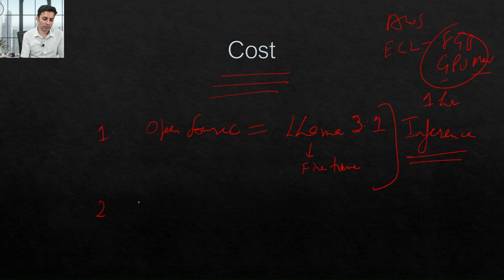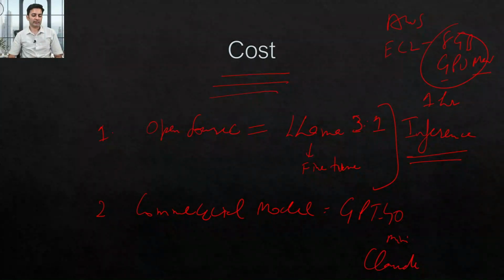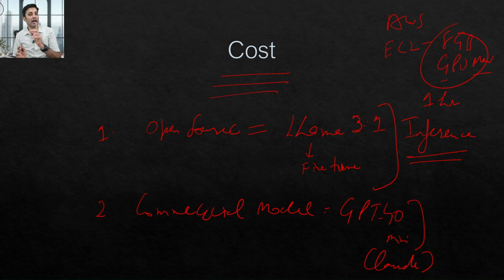Second is I use a commercial model. We have many. So I will use, let's say, GPT-4o, or I use a Mini. In both cases, whether I use GPT-4o or Mini or Claude, I am actually checking the accuracy of my answers. Now, why would I need to go to a commercial model from the open source if I can fine tune it? Again, this all depends on the evaluation of the use case.